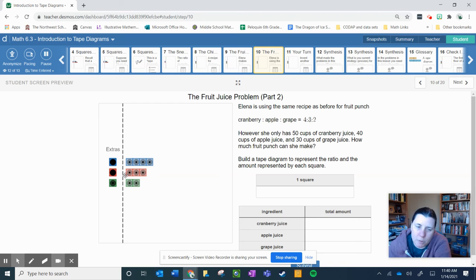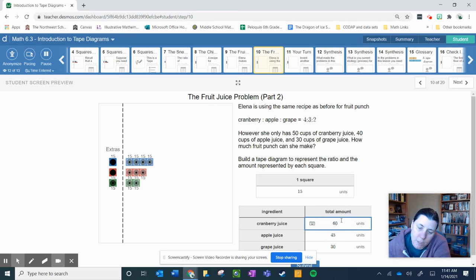30 cups of grape juice. I'm going to use this one because grape juice has only 2 parts to it, and dividing by 2 for my brain is very easy. So if I have 2 parts grape juice, 30 cups, each part would be 15 units. So then I would have the right amount of grape juice, 30. I would have 45 apple juice, and I'd have 15, 30, 45, 60 cups of cranberry juice.